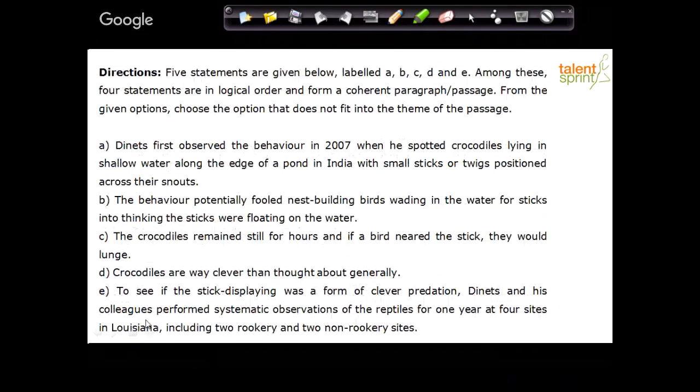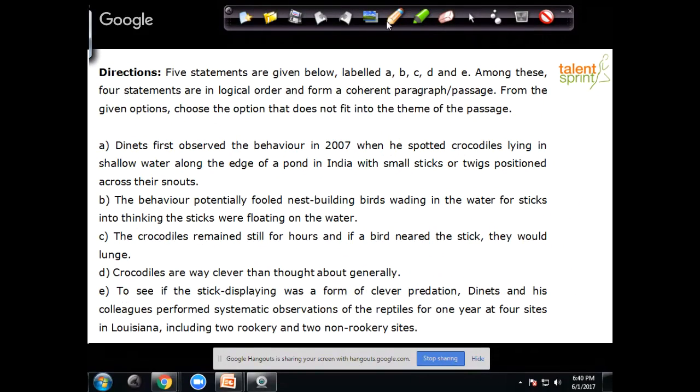So here we are. Some of you have said D, some of you have said E, but let's quickly look at it, okay? So always we keep doing this, right? Repeat words. Dinex first observed the behavior in 2007 when he spotted, so obviously weird name, but we know it's a name because it makes reference to he, okay? So he spotted, what are we talking about? Crocodiles. Okay, with what? I'm just underlining keywords because I want to know if these words are repeated or not, okay? So we're talking about behavior of crocodiles, something to do with sticks.